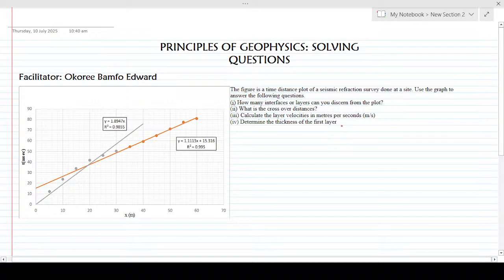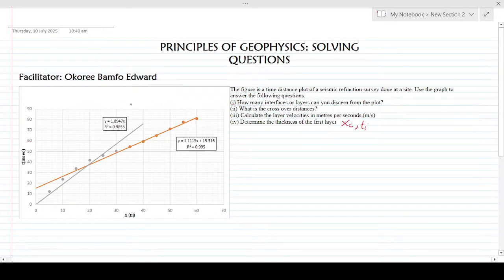Here I'll add: using the crossover distance and the intercept time, we are going to find the two and see if they will match. Under normal circumstances, we are supposed to draw the line of best fit. I've already drawn them. In a question, you have the graph with the various points plotted, so you just locate your line of best fit and draw it through.